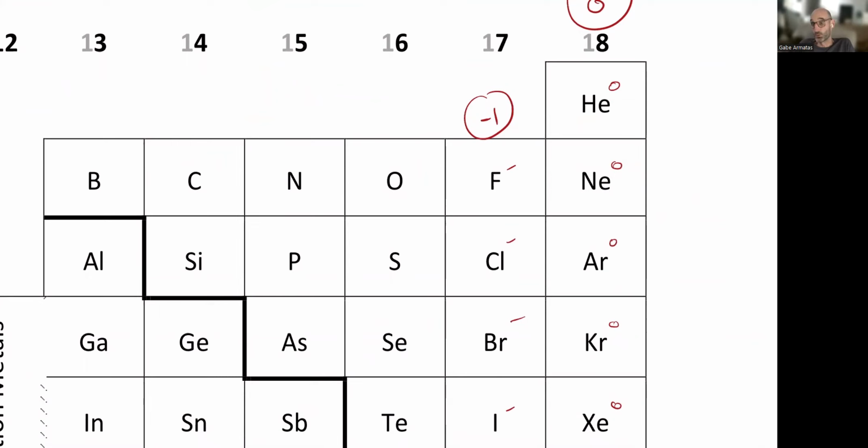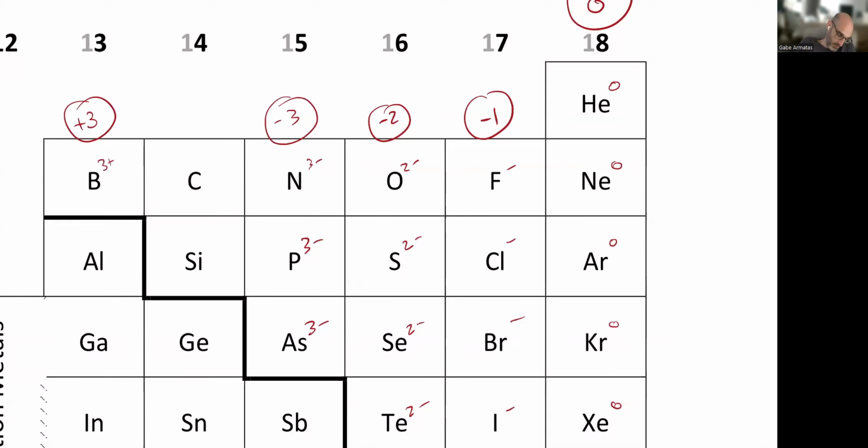Group 16, easier to lose 6 or gain 2 to get to 8. Everything here is going to be 2-. How about group 15? Easier to lose 5 or gain 3. These are all going to gain 3, 3-. Phosphorus 3-, arsenic 3-. How about group 13? Easier to lose 3 or gain 5. It's easier to lose 3. So 3+, aluminum 3+, gallium 3+.